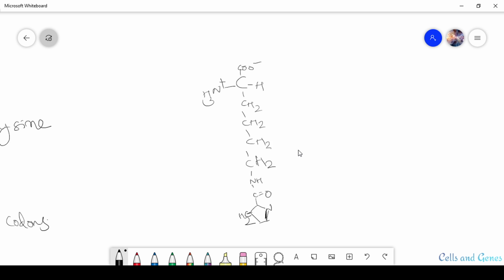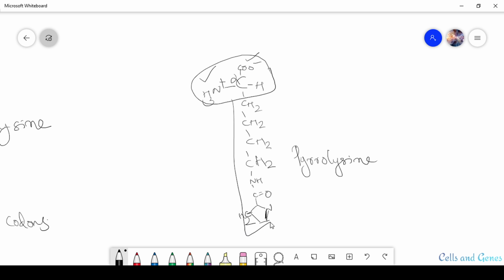So this is the structure of pyrrolysine. We have the alpha carbon to which the carboxyl group and the amino group are attached, and this is the side chain, the R group. This is the structure of pyrrolysine, which has similarity to the structure of lysine, and it is found in some bacterial proteins.